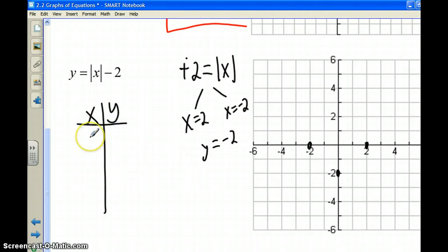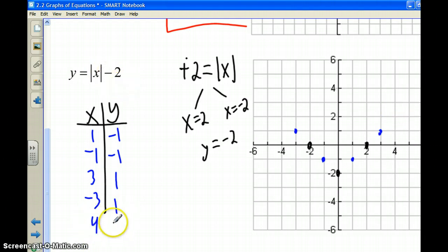And so let's plug in a few values here. I already plugged in 2, -2, and 0, so maybe 1, -1, 3, -3. Just plug in a few of those values. 1 minus 2 is -1. Absolute value of -1 minus 2 is also -1. 3 minus 2 is 1. -3 minus 2 is 1. So I've got a bunch of points there. So let's go 1, -1 is right here. -1, -1. 3, 1. -3, 1.